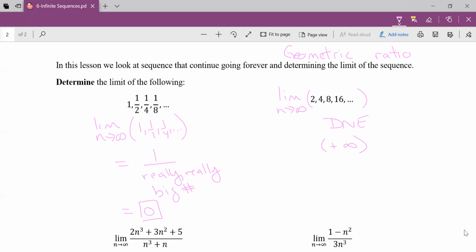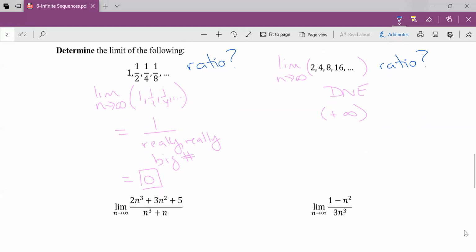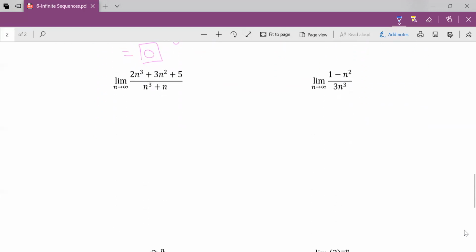Okay, so there's something really important, a difference between the first example and the second example, that we'll talk a little bit more about in the next lesson. But what I want you to think about is, for the first one, what is the value of the ratio? And what is the value of the ratio in the second one? And how will that help us determine if we can find the limit? Okay, we'll talk about that in the next lesson on series. But for now, we'll leave it there.